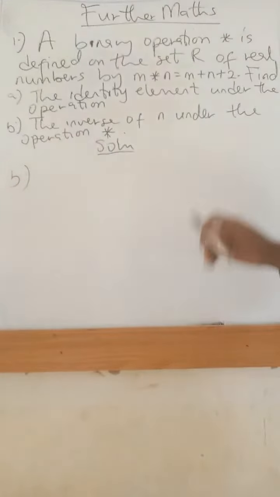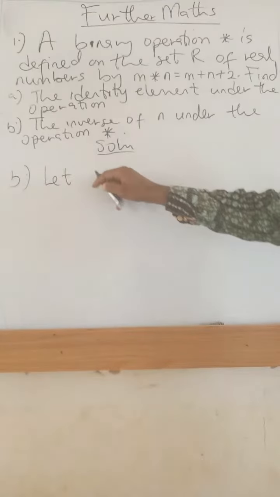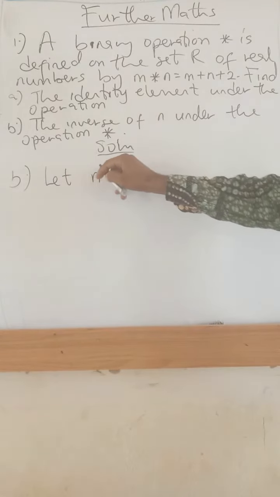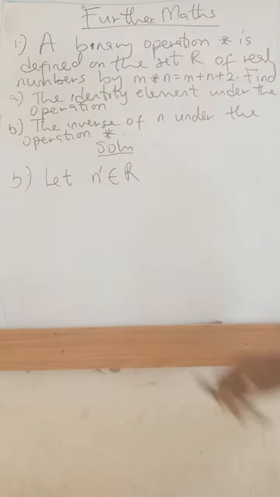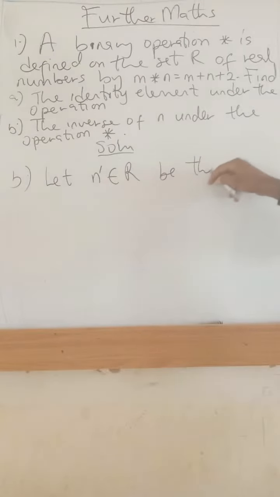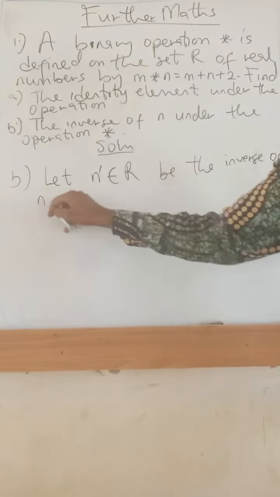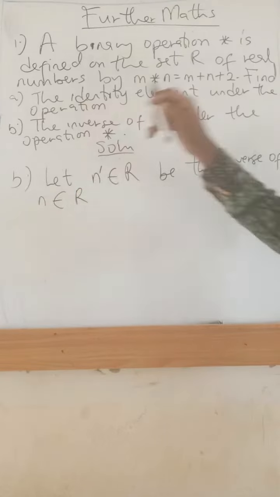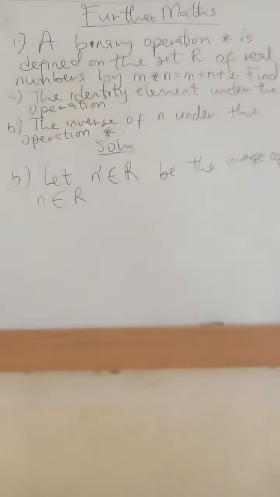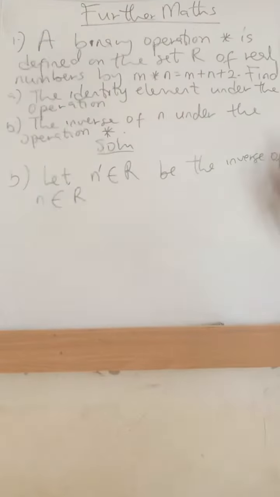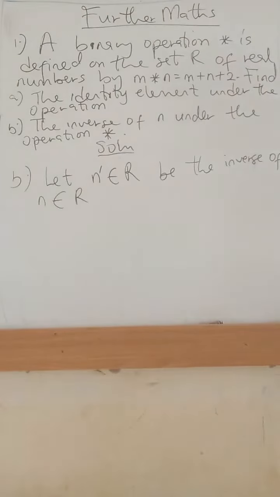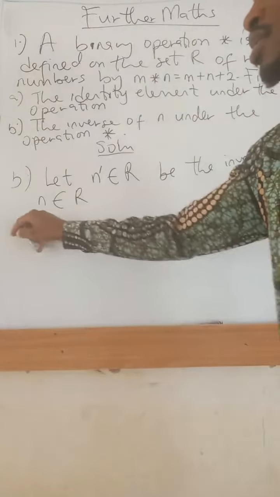B. The inverse. I can still say let n prime, an element of R, be the inverse of the element n, which is equally an element of R. That means n is a real number, and so its inverse should also be a real number for such operation to be true.